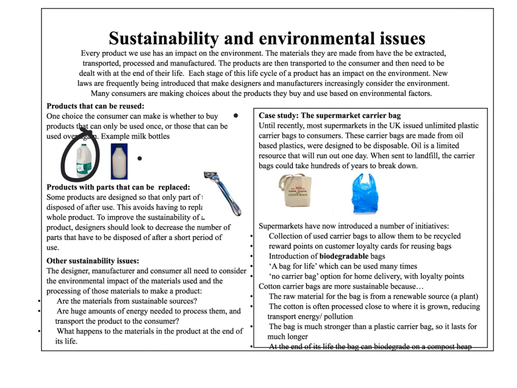Products with parts that can be replaced, such as a razor. Some products are designed so that only part of the product is disposed of after use, which avoids having to replace the whole product and improves its sustainability. The designer should look to decrease the number of parts that are disposed of after a short period of use. So you can buy razors that just get thrown away and they're all joined together. You can buy ones where the head comes off, and again, that can be reused.